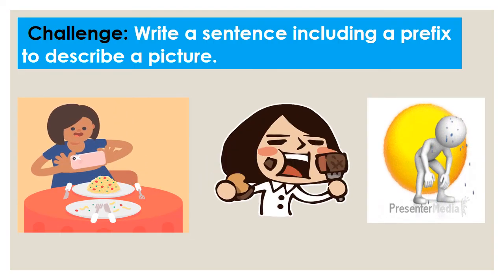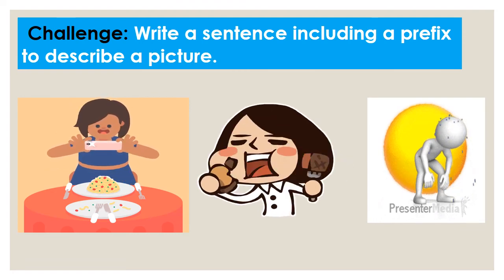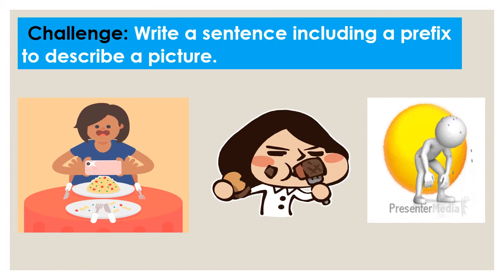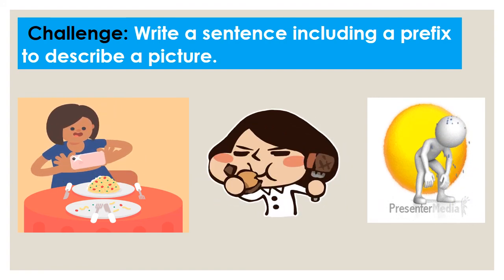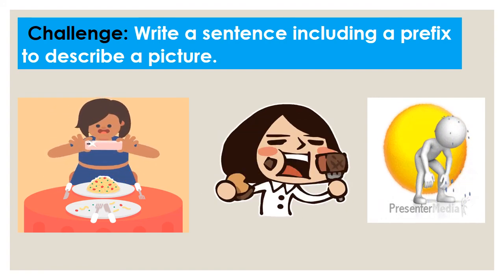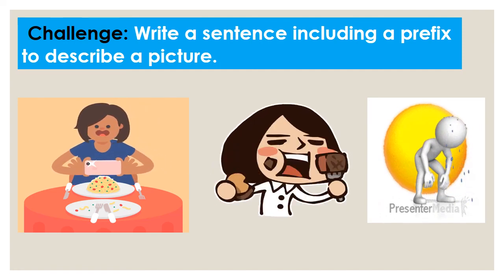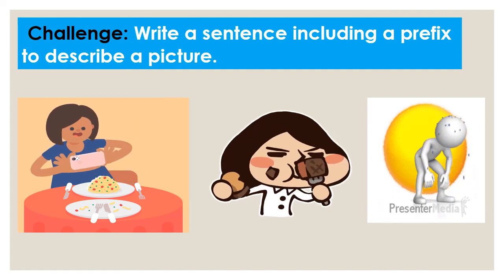Now the challenge, grade 2. You will write a sentence including a prefix to describe any picture. Okay, just pick only one picture and write a sentence to describe it, but your sentence must include a prefix. Okay, here you have 3 pictures, pick any one of them.